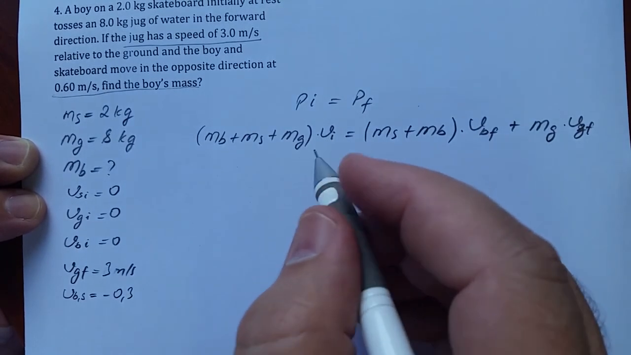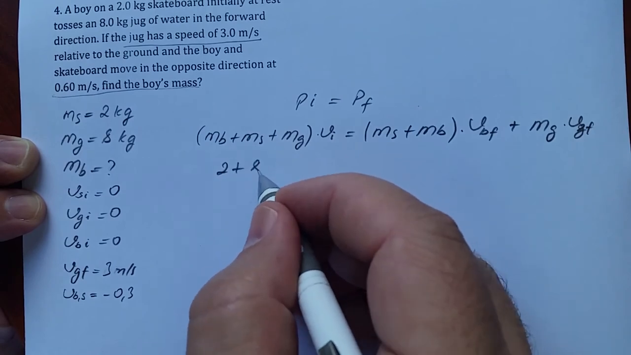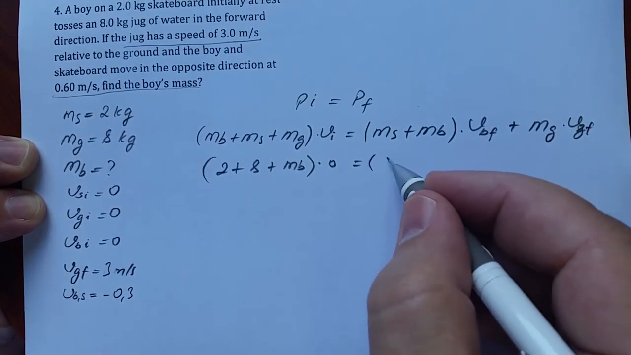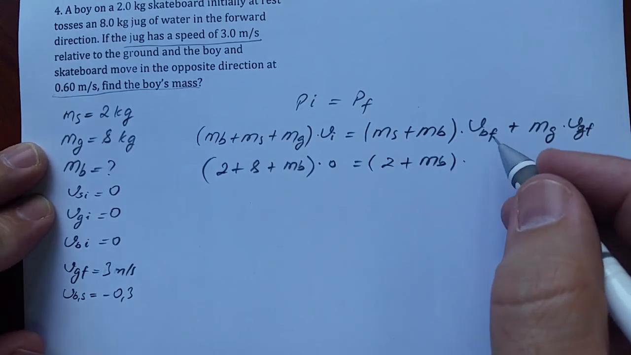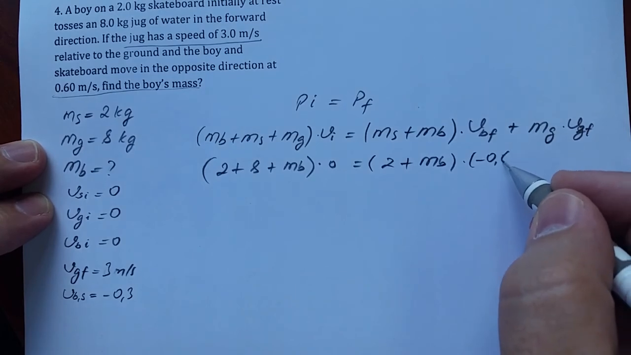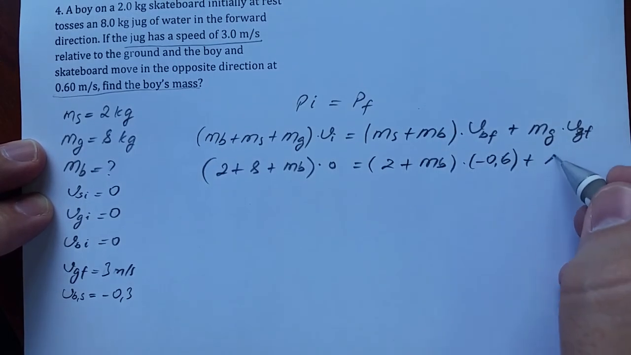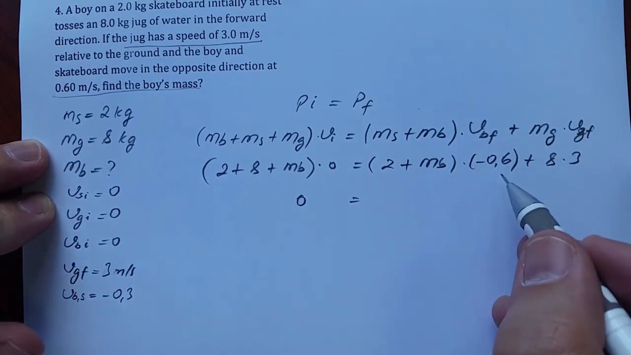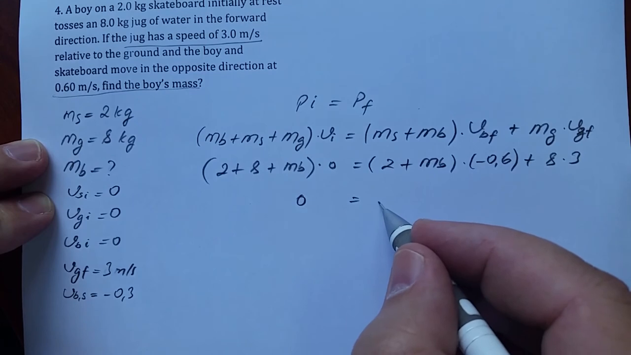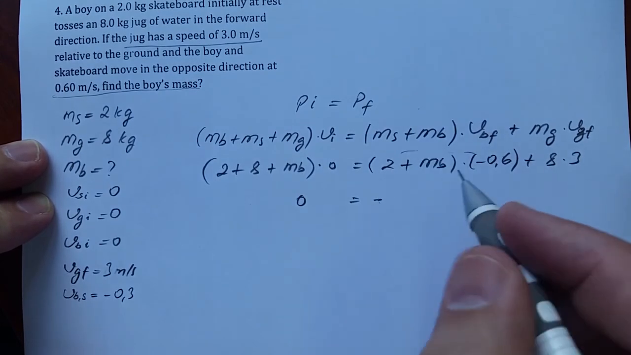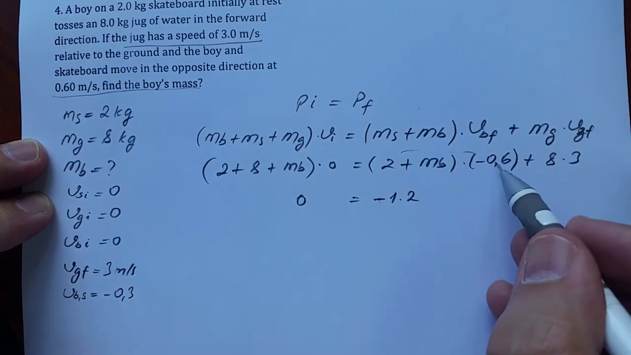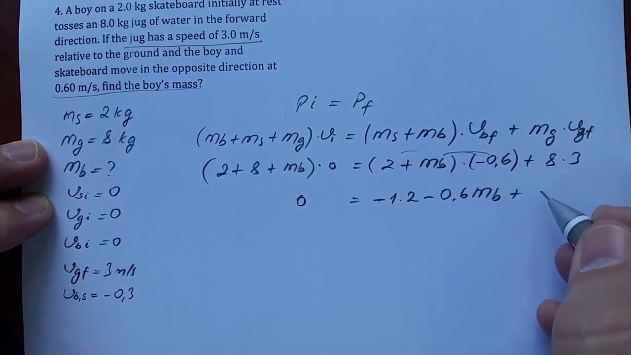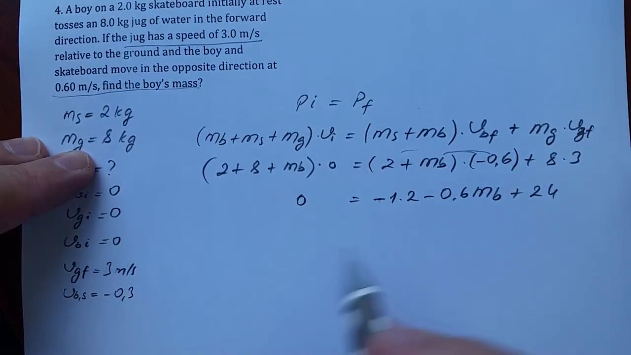On this side, since the velocity is 0, 2 plus 8 plus mass of boy multiplied by 0 will be 0. We don't need it. On the other side: 2 plus mass of boy, multiplied by their velocity, minus 3 meters per second, plus mass of jug, 8, and its velocity is 6 meters per second. This side is 0. Multiplying 2 by minus 3 gives minus 6, and multiplying the boy's mass gives minus 3 mass of boy, plus 48.